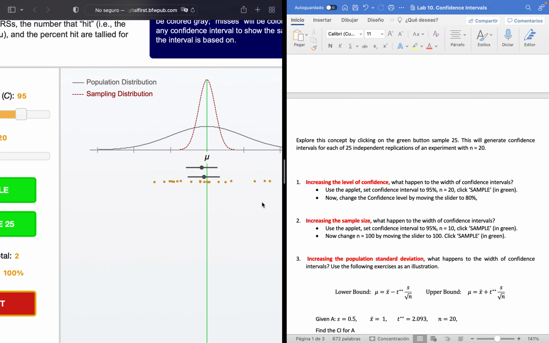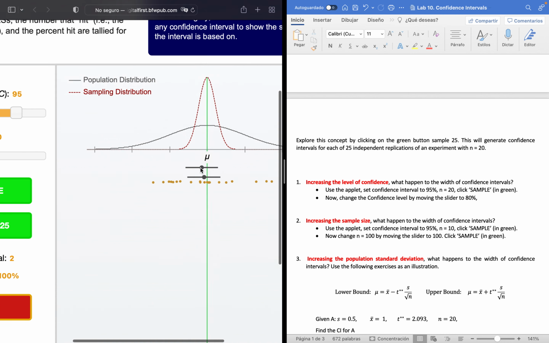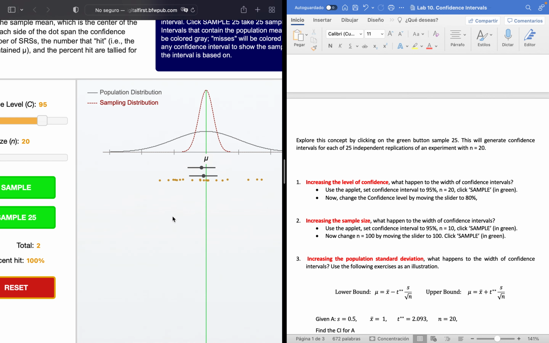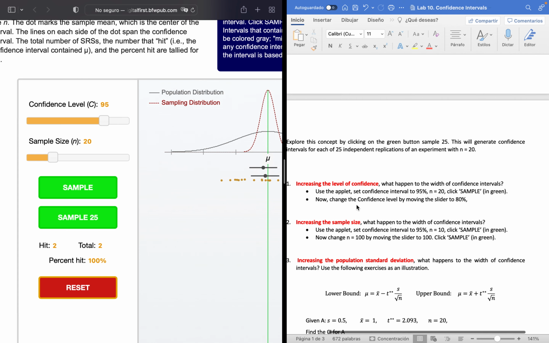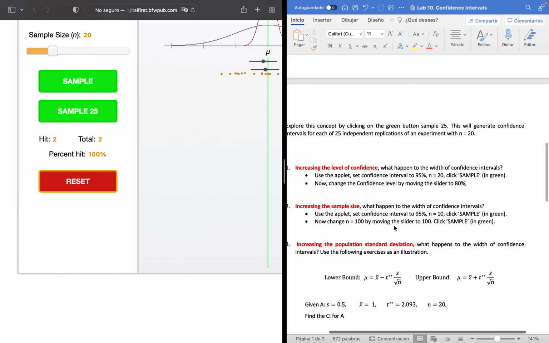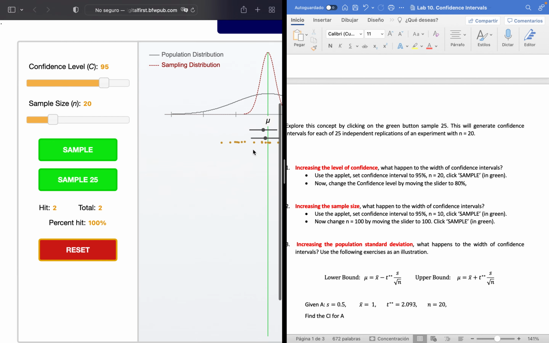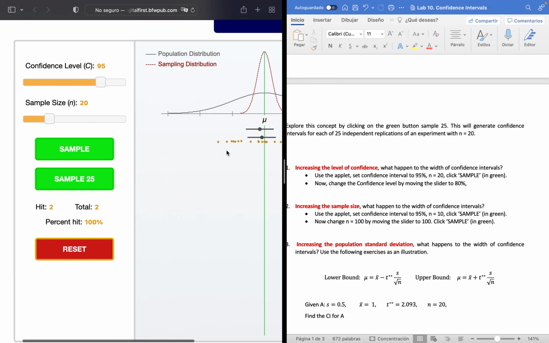So the width of the intervals, it doesn't show here what's happening. What happened to the width of confidence intervals? Use the applet, set confidence interval to 95% and n equal to 20. Quick example. Now change the confidence level by moving the slider to 80%. This is supposed to be increasing the confidence interval, but here it doesn't seem that this is happening, right?